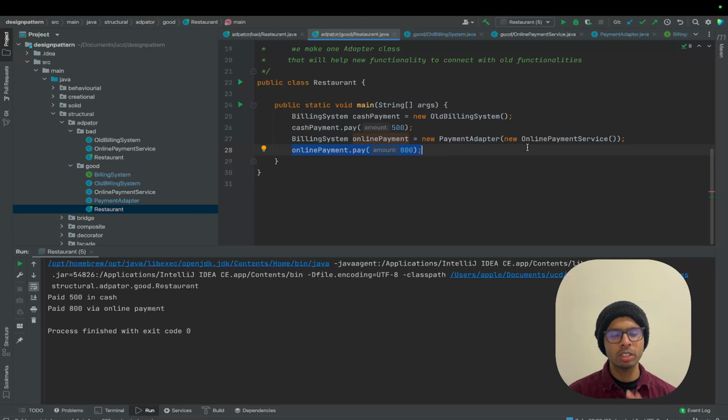I'll push this code to GitHub, and I want you to read it one more time so that it will be very easy for you to understand it.